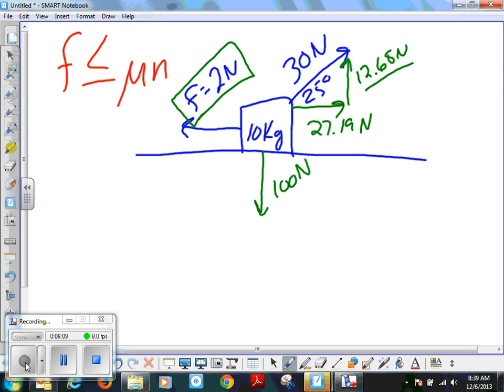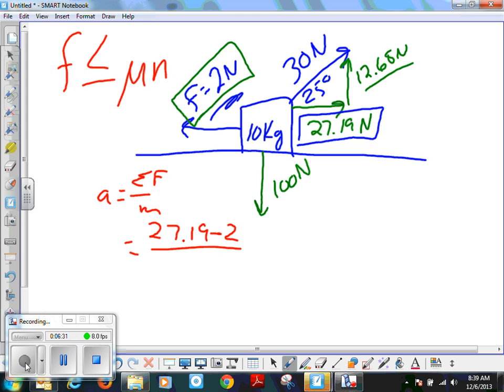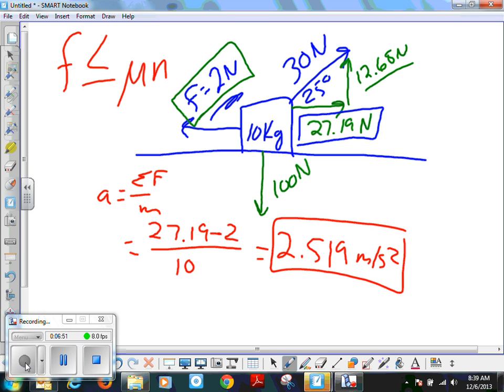Okay, so now we can see that we have a force of 27.19 pointing to the right, and then we have friction pointing to the left. So our summation of forces this time, which will cause the acceleration, is going to be 27.19 minus 2 divided by 10 kilograms. So our acceleration is 2.5 meters per second squared. Can you do that?